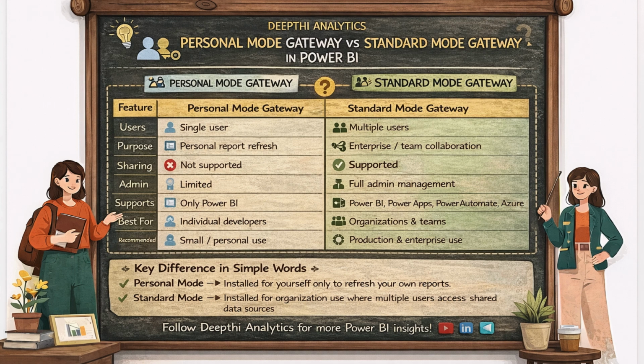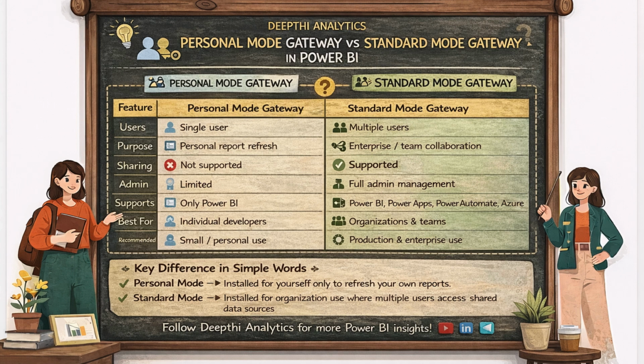What is the difference between Personal Mode Gateway and Standard Mode Gateway in Power BI? Personal Mode Gateway is designed for a single user. It is mainly used for scheduled refresh of your own reports. It does not support sharing, and it works only with Power BI. Standard Mode Gateway, on the other hand, is built for organizations.